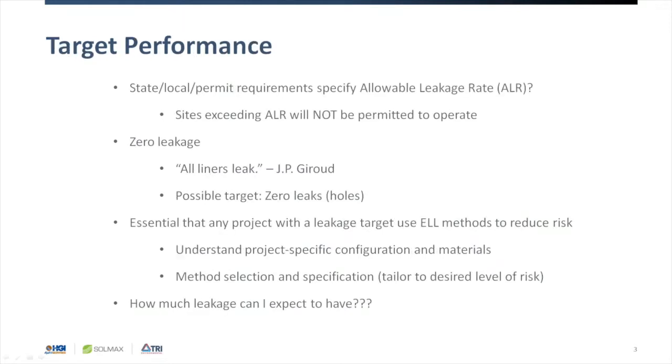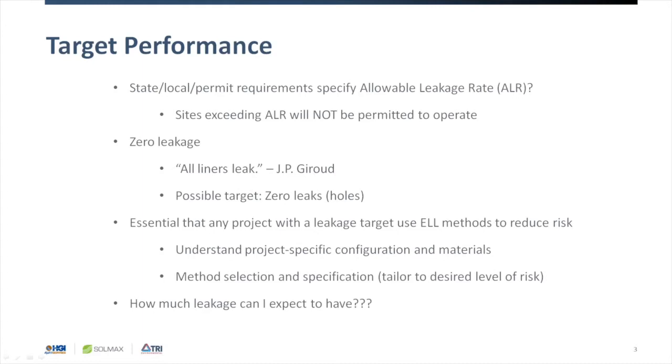So the target performance or target level of leakage is usually determined by what's called the ALR, or the allowable leakage rate. Some folks refer to it as the action leakage rate. That's a level of leakage that if you exceed that amount, your site will not be permitted to operate, or it will cause some sort of regulatory action. Usually you have to stop operations if you've already started and go and find where it's leaking and fix that before you can continue to operate. So it's really important to not exceed that ALR.